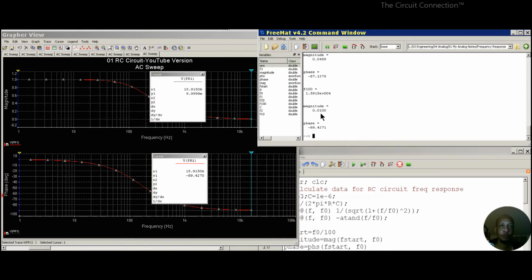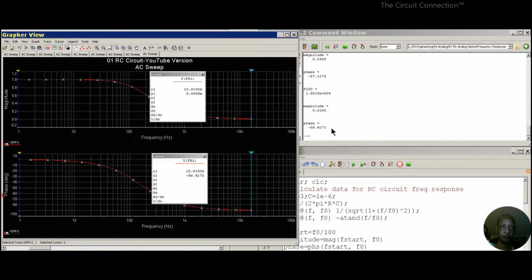0.01. Okay, so basically that's saying 10 milli. 0.010 is 10 milli, and what do we have over here? We're on the verge of 10 milli. So that's a pass. That's good.